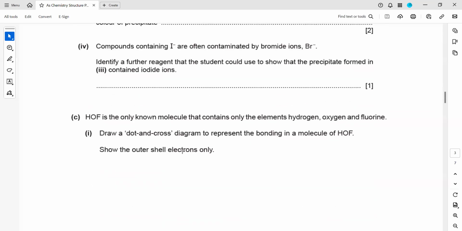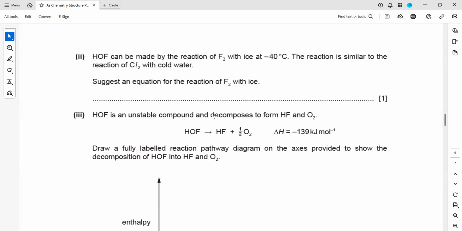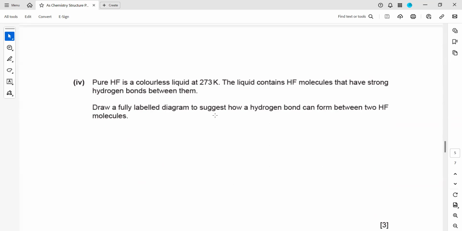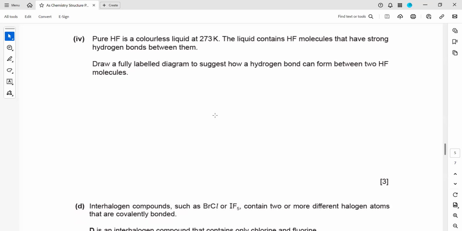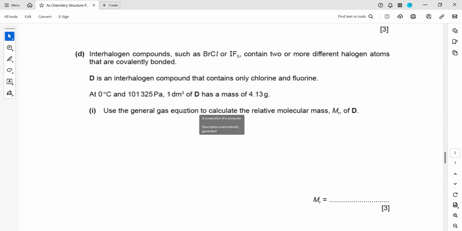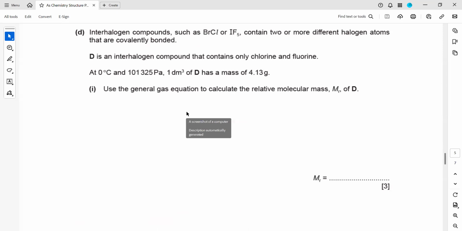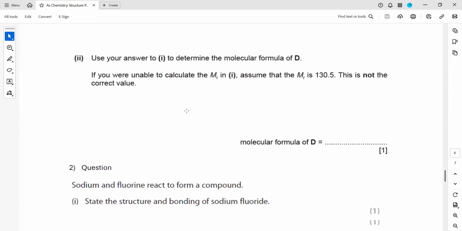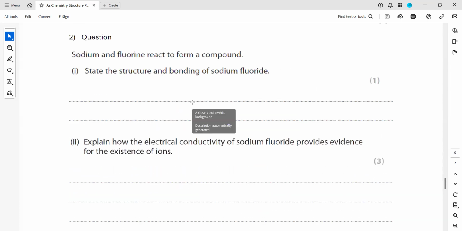Next, any doubt? Part C, B, C. Any other question in this? C for 1, 2, 3, 4. Part D. Then we have D1 and 2 for question 1. Question 2. State the structure and the bonding of sodium fluoride. Page 3, part 4.